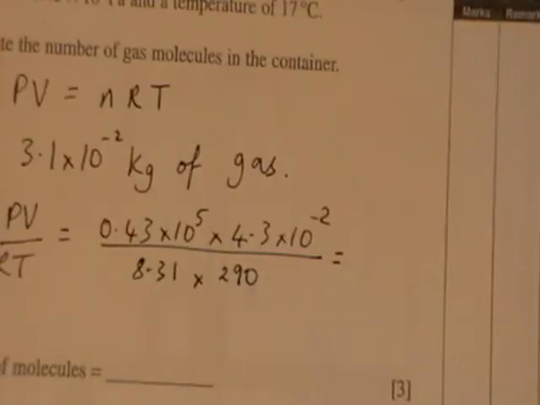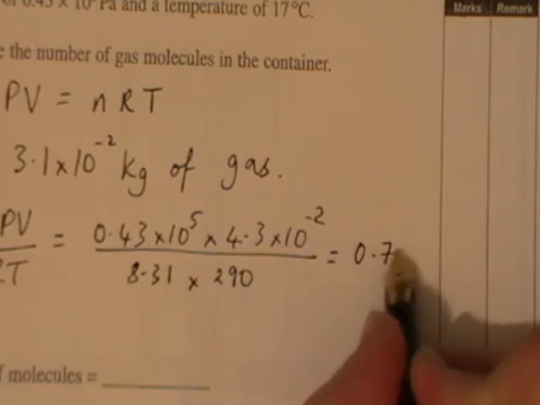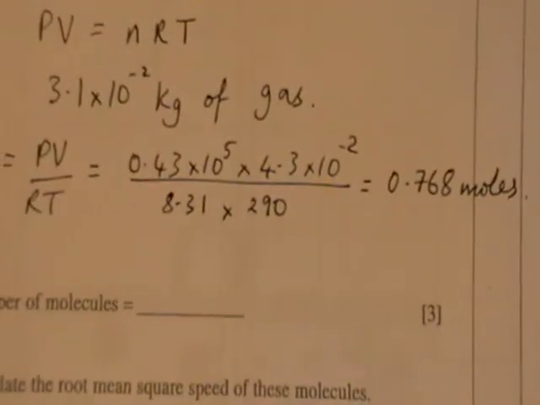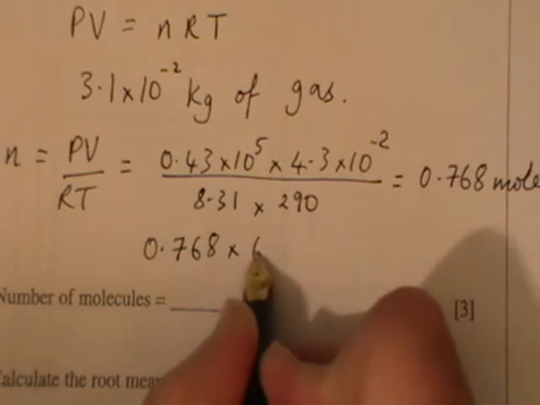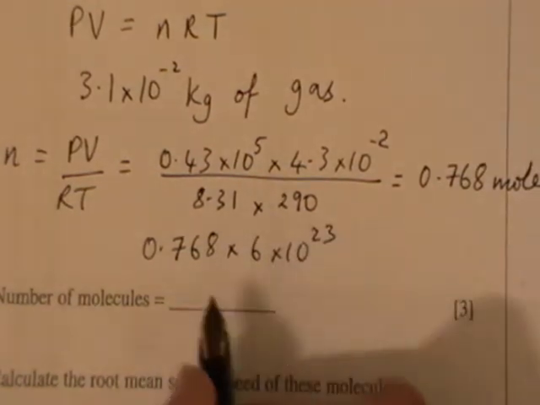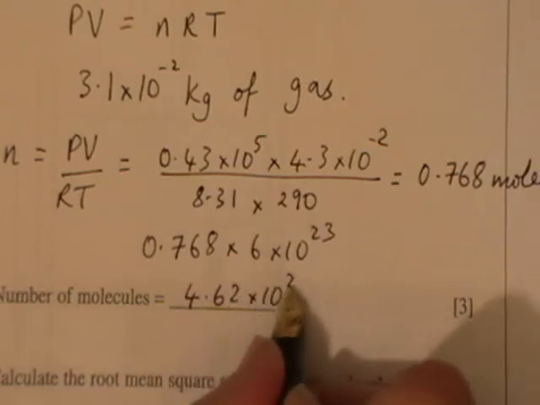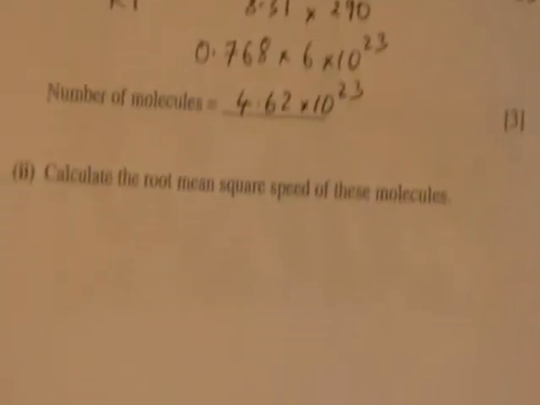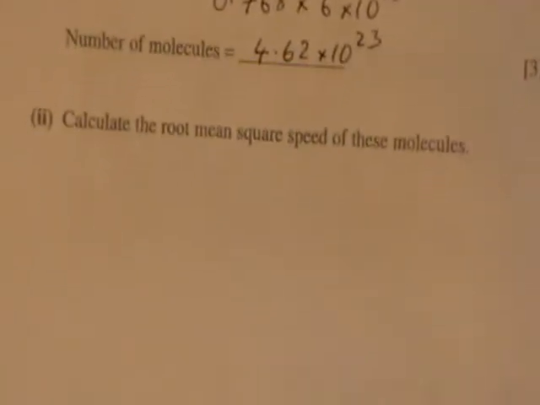Fill that all in, and that gives you 0.768 moles. And so the number of molecules then will be 0.768 times 6 times 10 to the 23, and that is equal to 4.62 times 10 to the 23 molecules. Okay, so we didn't need to have the mass at that stage, we just used PV equals nRT, work out n, the number of moles, and then multiply by the Avogadro constant.